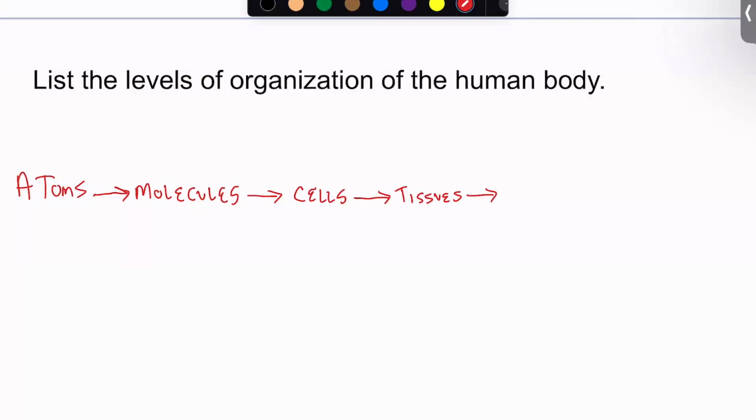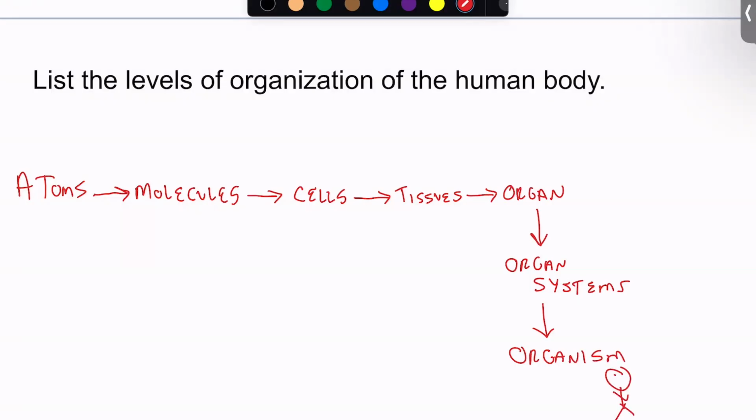And then enough tissues will start to form an organ. Then enough of those organs come together to create organ systems. And then all our organ systems come together to form an organism, and this is going to be the human body. And if they ever ask a question on what the smallest living unit in the human body is, they're referring to cells.